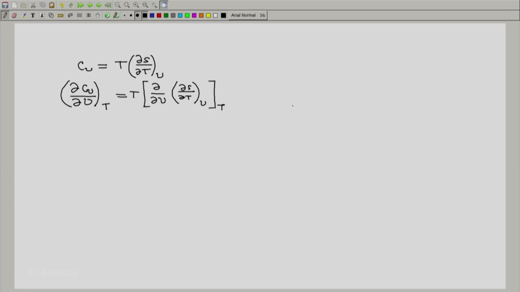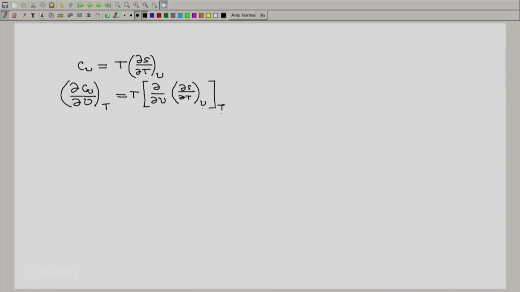Now we will change the order of differentiation, because this is a second partial derivative, so the order of differentiation should not matter. When you interchange the order of differentiation, we have to be careful, because the variable which is maintained constant also gets flipped. So we end up with T. Now the inner differentiation was with respect to T at constant V, so we have that as the outer. The outer one was with respect to V at constant T, so that becomes the inner.